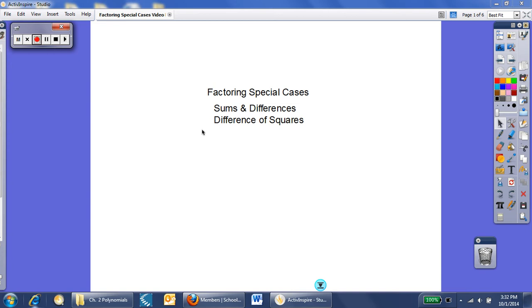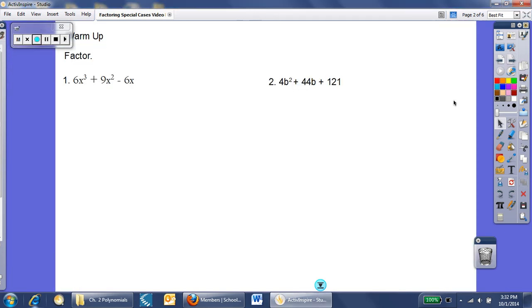Hi students. Today we'll be factoring special cases, sums and differences, and the difference of squares. Let's begin with a warm-up. Go ahead and pause the screen and complete the warm-up.